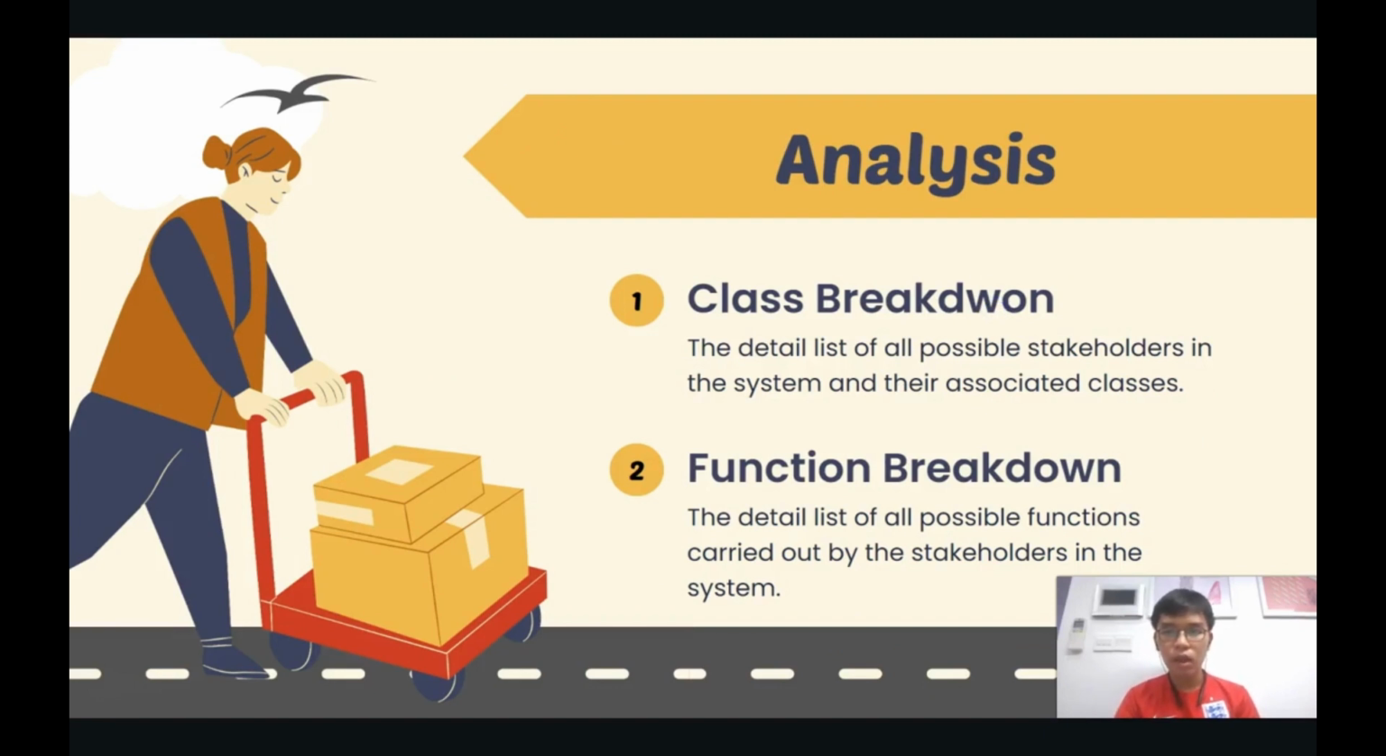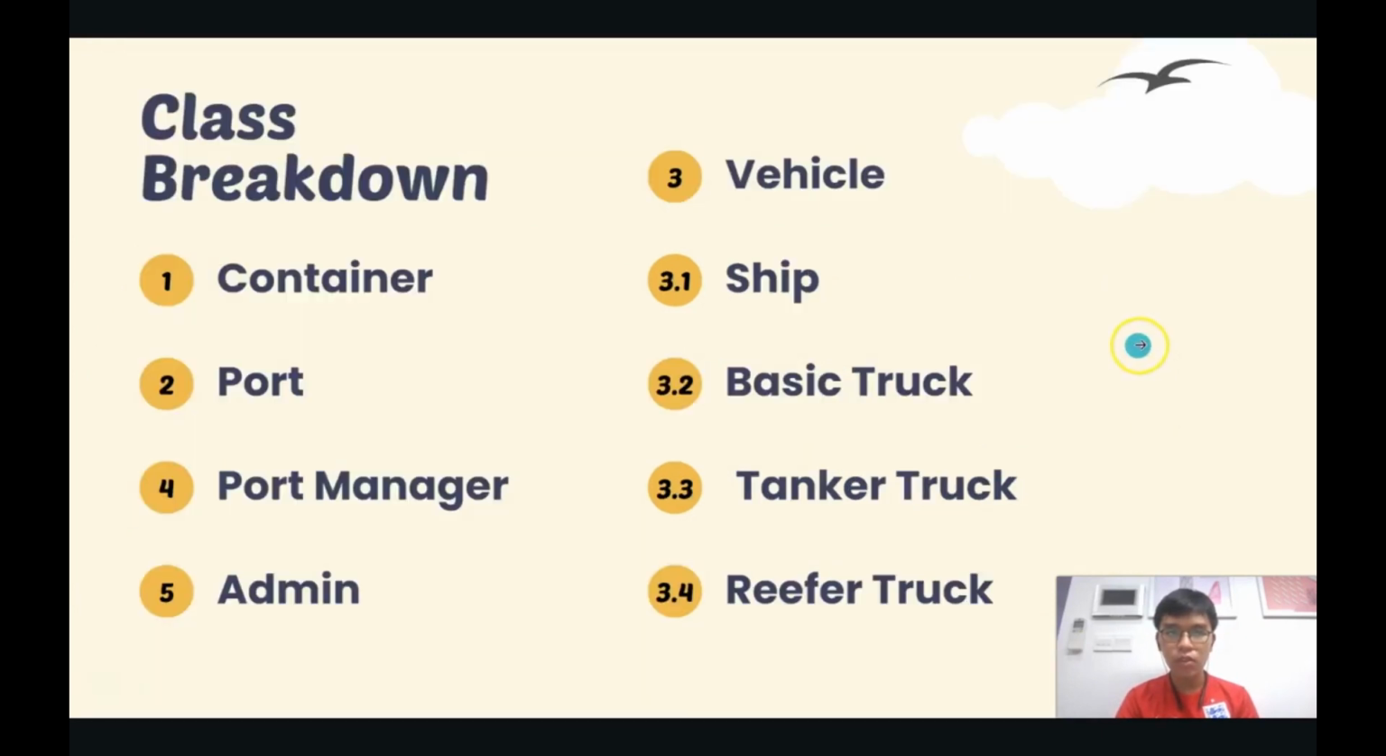About the analysis part, we'll have two main points. The first one is the class breakdown, and the second one is the function breakdown, just to clarify all the attributes and methods we include in our application. So the first one is our class breakdown. We'll have container, port manager, admin class, and a large class named vehicle. Inside this class, we'll have four subclasses, namely ship, basic truck, tanker truck, and river truck.